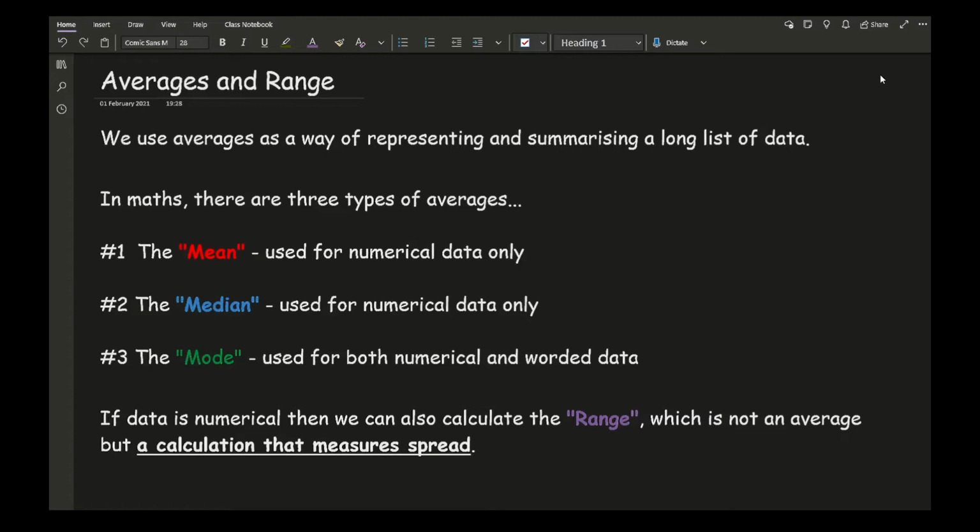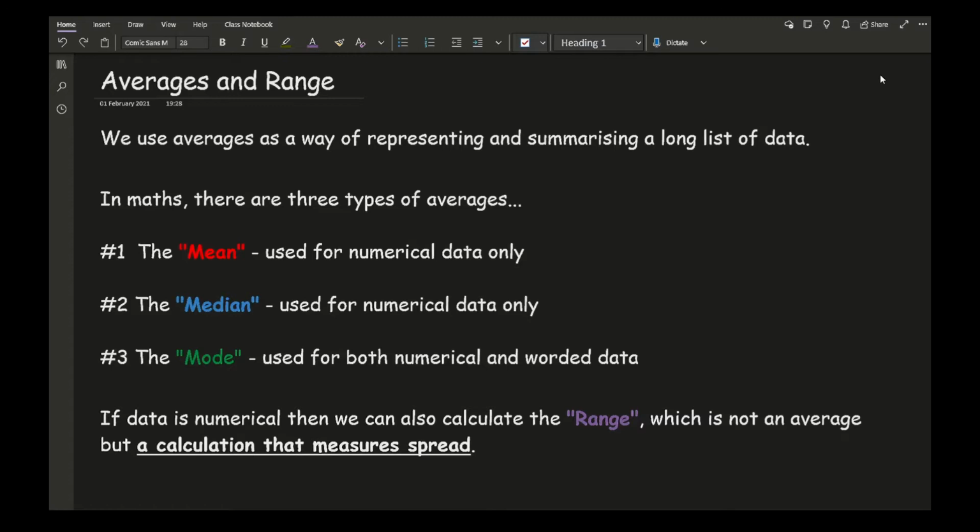The first average we're going to look at is the mean, and that can only be calculated using numerical data, so when you've got a list of numbers. The second average is the median, which again can only be calculated when you've got a list of numbers. And the mode, which can be calculated if you've got numerical or worded data. So for example, if you've got a list of numbers or worded data, like people's favourite colour, then you can work out the mode.